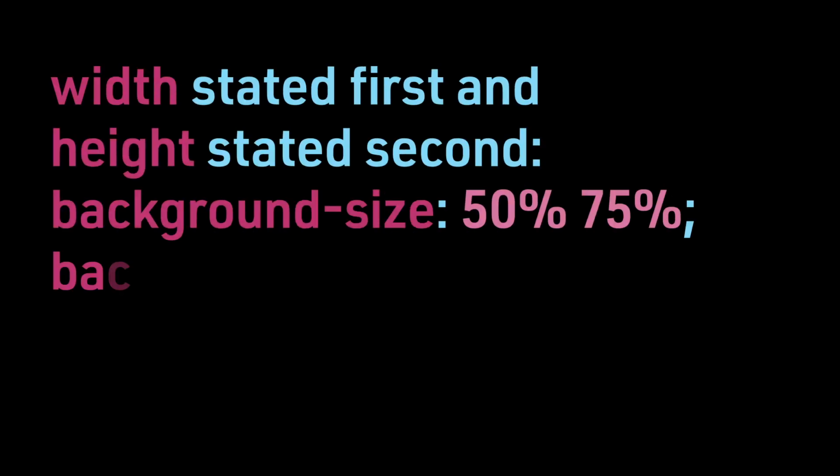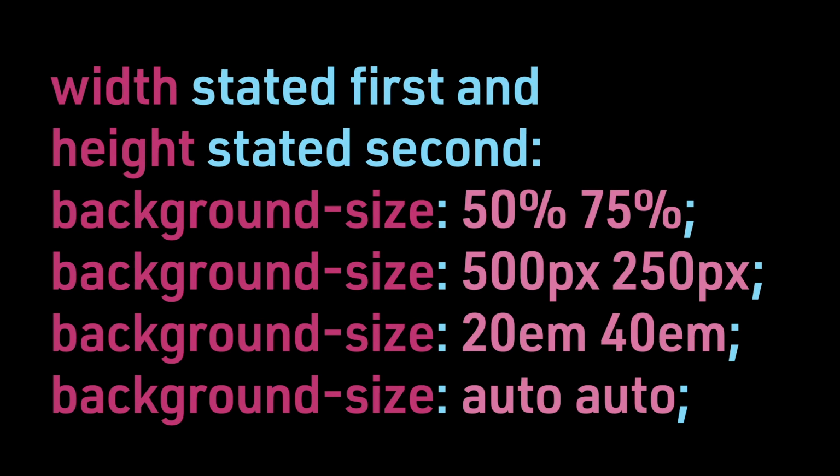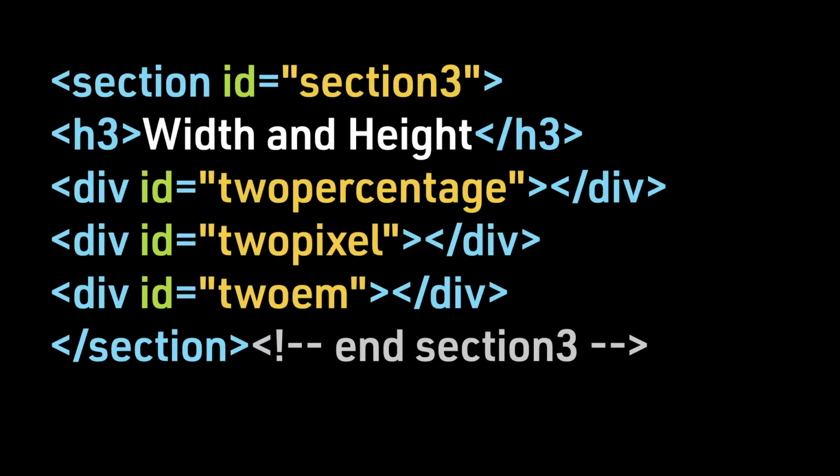Width stated first and height stated second. Background size 50%, 75%, background size 500 pixels, 250 pixels, background size 20 em, 40 em, background size auto. Here's the HTML of our demo file for specifying the width and the height. We will look again at examples using percentages, pixels, and ems.